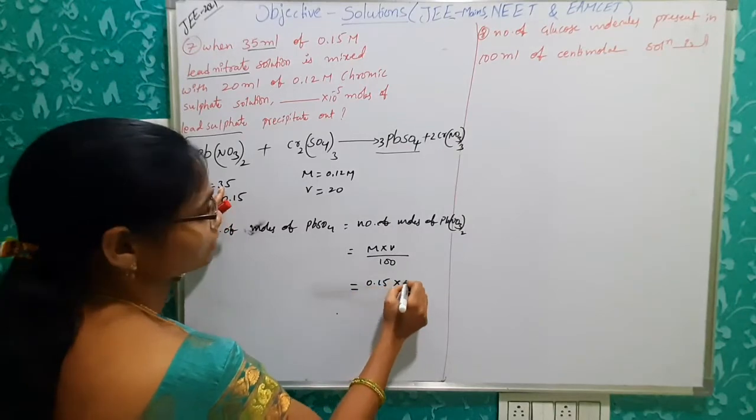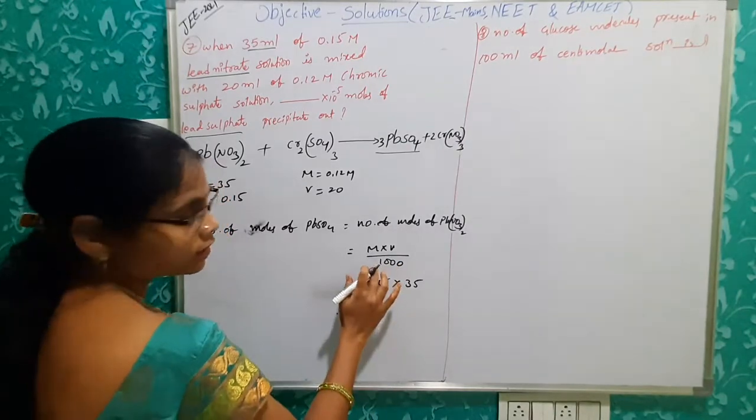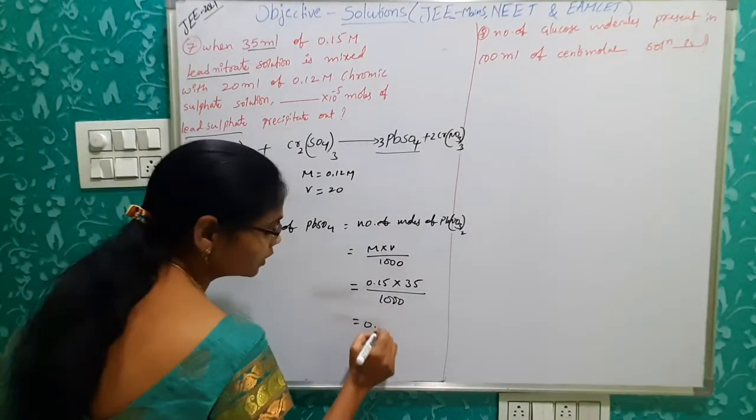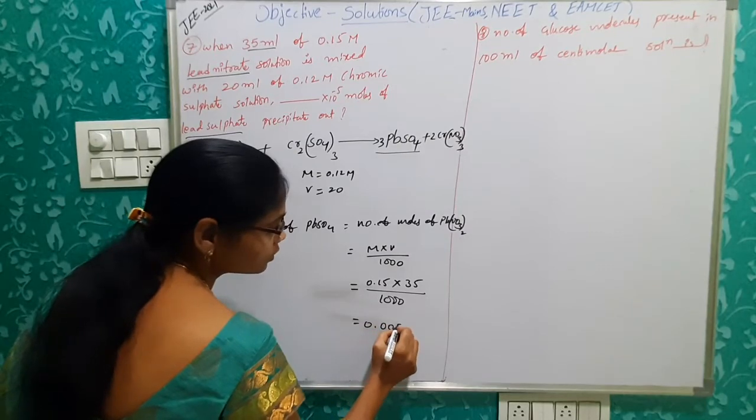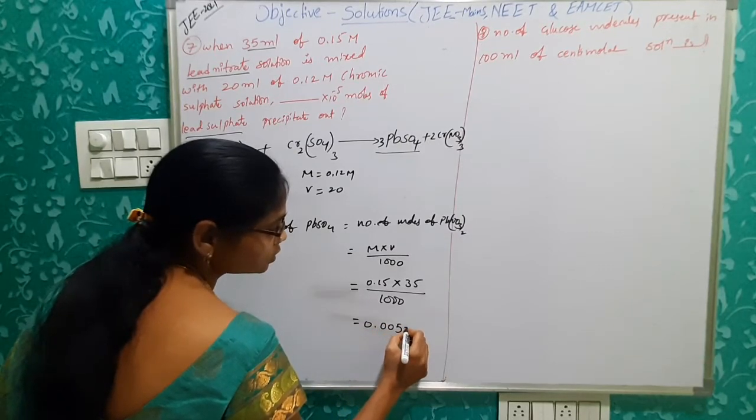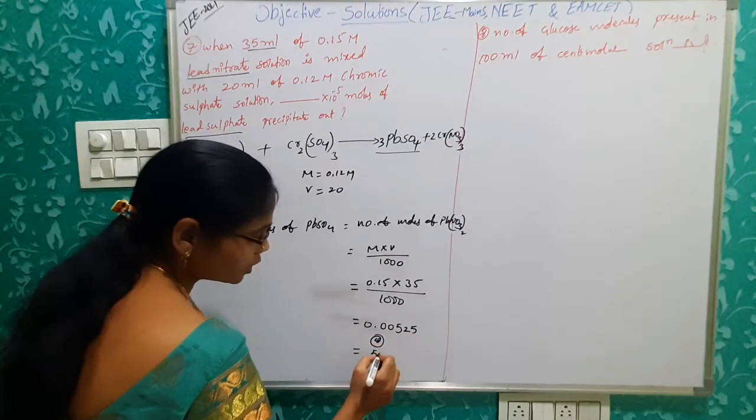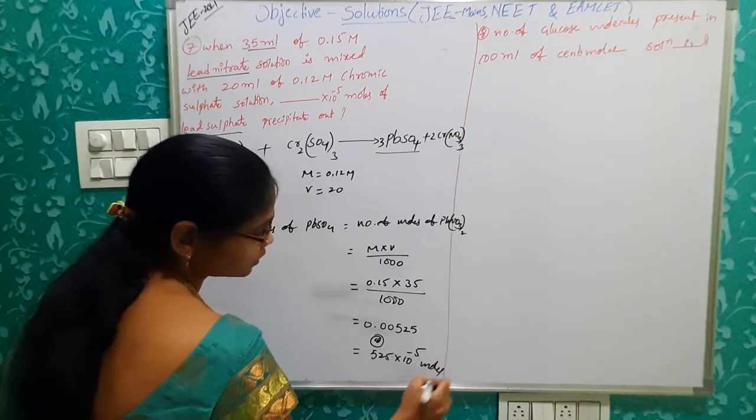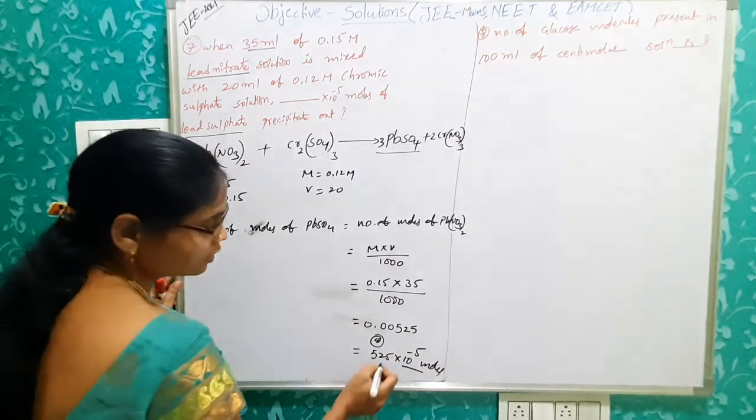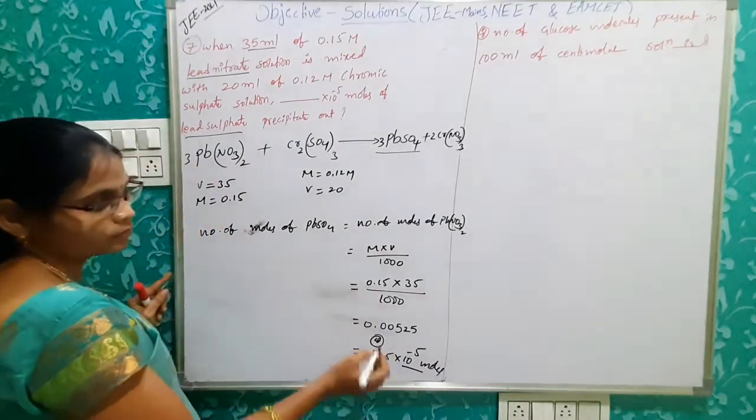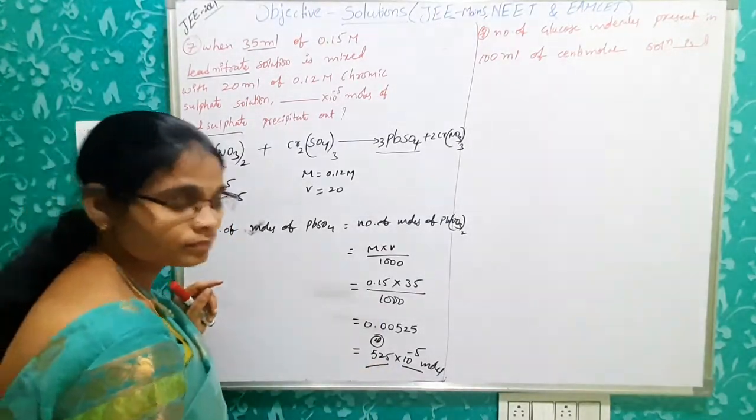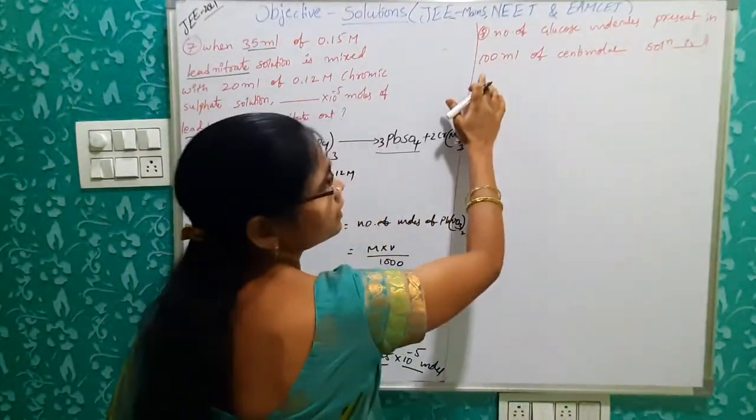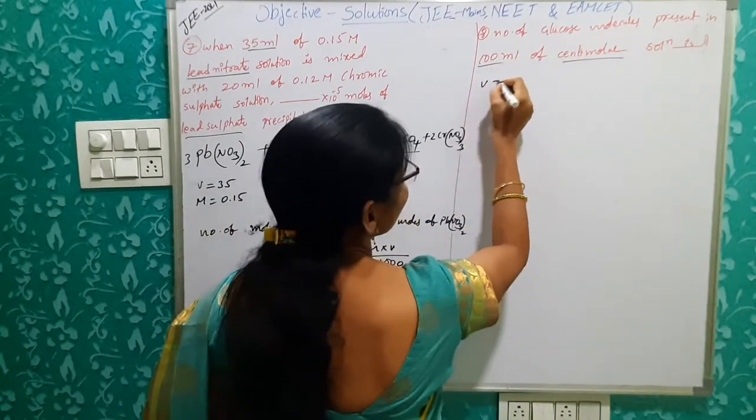Okay. So molarity of lead nitrate is given as 0.15, volume is given as 35, divided by 1000. By simplifying this, 0.00525 or 525 into 10 power minus 5 moles. So 10 power minus 5 is already given, so you can select 525 only. 525. Clear? Next problem.